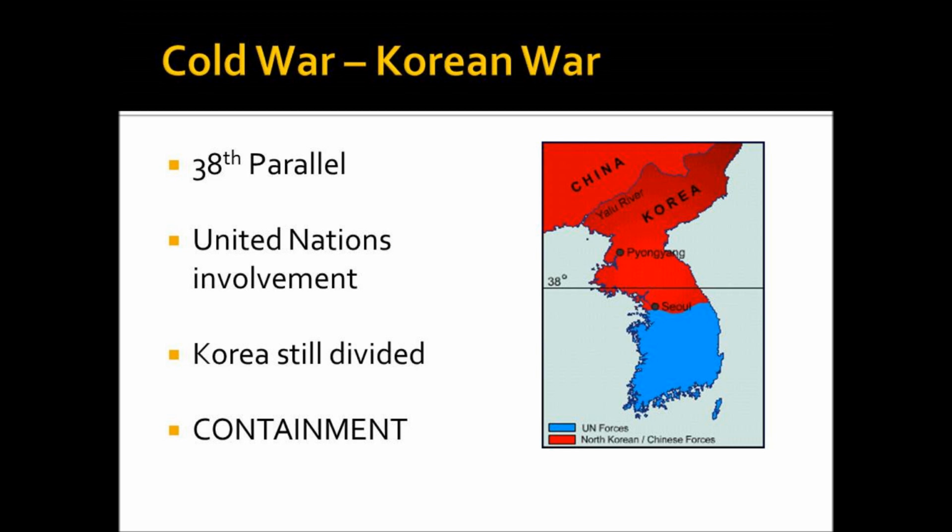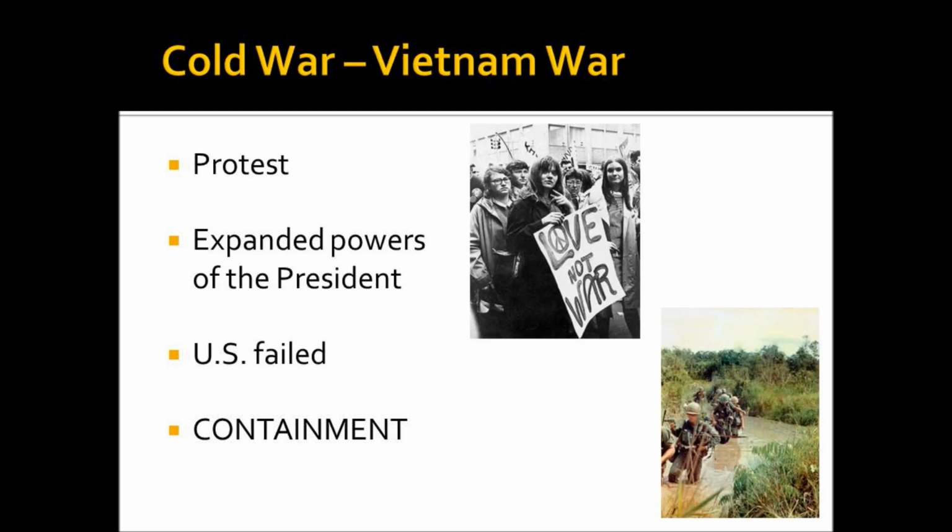And in Korea, they were pretty successful because communism stopped at the 38th parallel, basically where it was before the United States got there. So the United States and the United Nations were able to stop the spread of communism in Korea. However, as we look at the Cold War in Vietnam, so the Vietnam War, this was a much more protested war. A lot of people didn't agree with the United States being in Vietnam. This was not a war that was supported in America by any means.